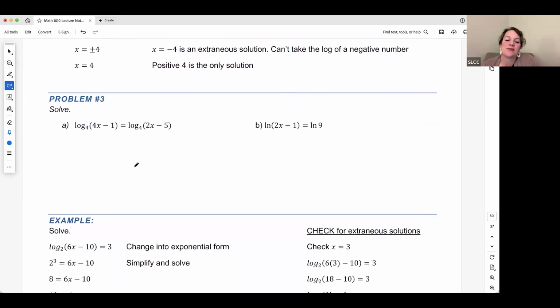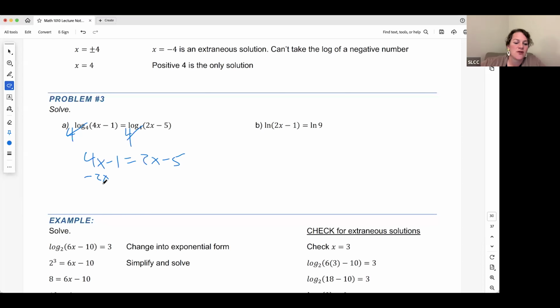Let's try problem number 3. I see log base 4 equals log base 4. How do I undo logs? With exponents. So I raise both sides to that base of 4. Those undo each other. And I see that 4x minus 1 equals 2x minus 5. Now I move the letters to the left, numbers to the right, and I'm set.